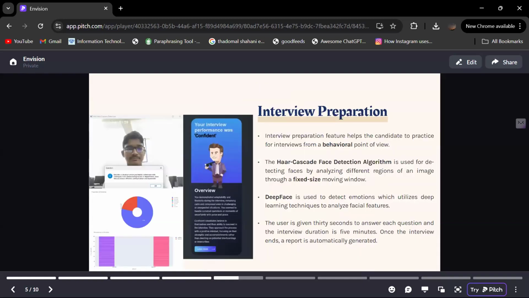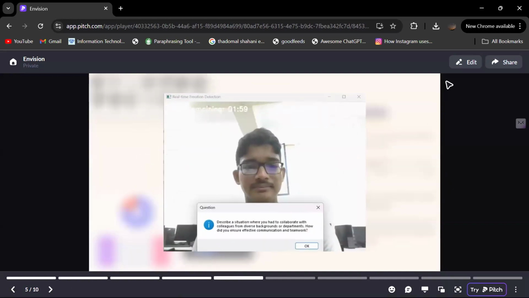Then the next feature is interview preparation. The interview preparation feature helps candidates practice for interviews from a behavioral perspective, enabling them to present themselves in the best possible way during the real-life scenario. In this feature, a question is displayed on the screen that the user can answer, appearing in the form of a pop-up. The questions are generally character-oriented questions commonly asked in job interviews.